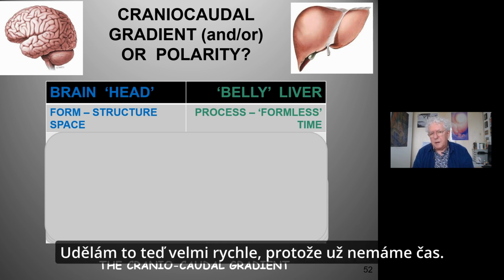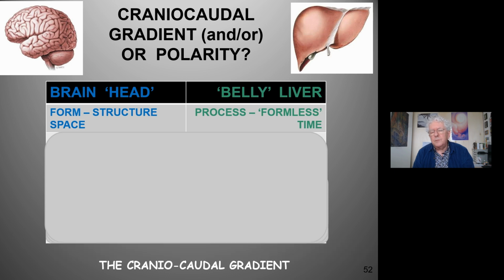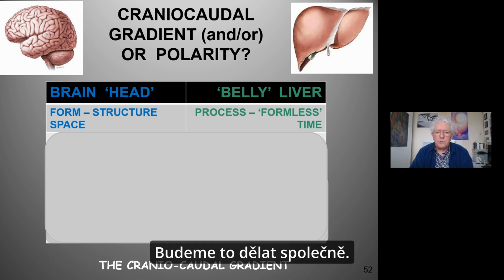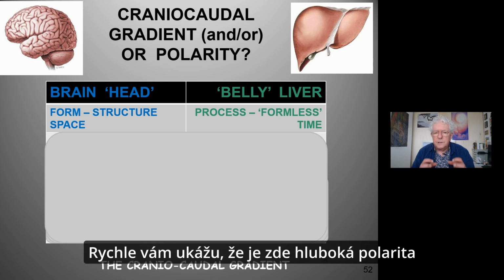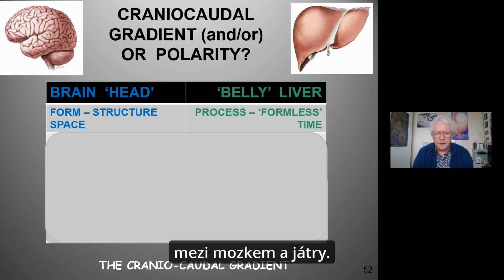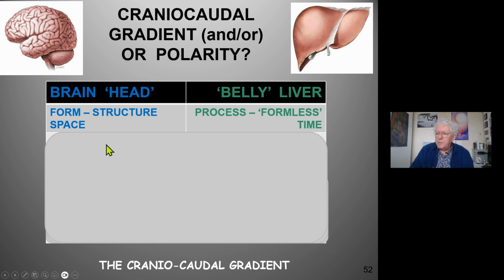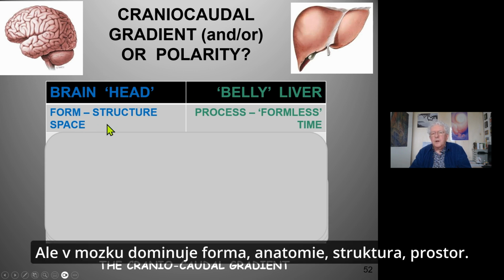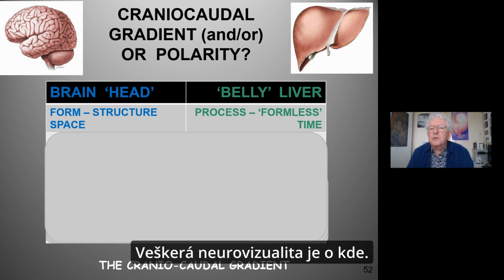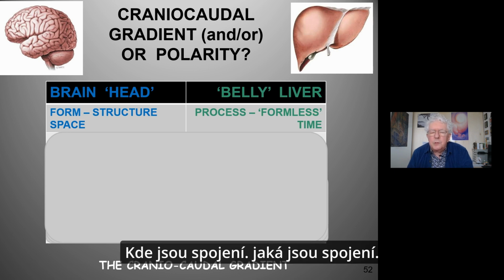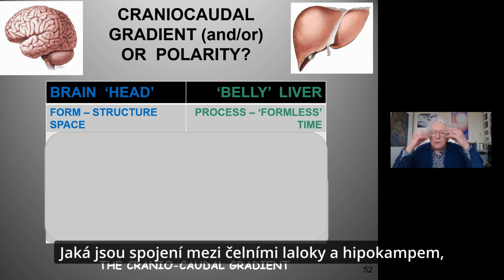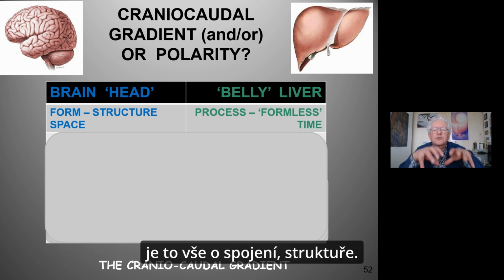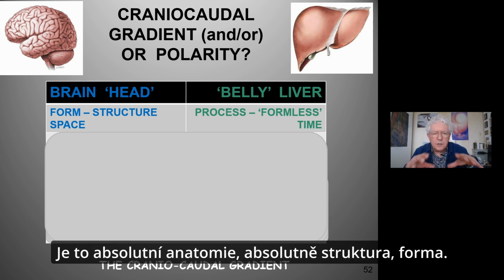I will do this very rapidly now, because I lack time. But if you come to the course, we will do it extensively, we will do exercises together. Very rapidly, I will show you that there is a deep polarity of head versus cauda. The important thing is that both are head, so to say, but what dominates in the brain is form, anatomy, structure, space. All the neurophysiology is about where. It is about the connections between your frontal lobes and your hippocampus and whatever. It's all about structure, form. Where is it? It's absolutely the anatomy. Nothing moves there.